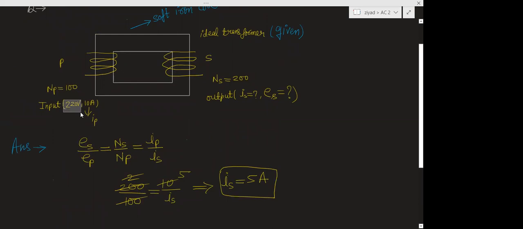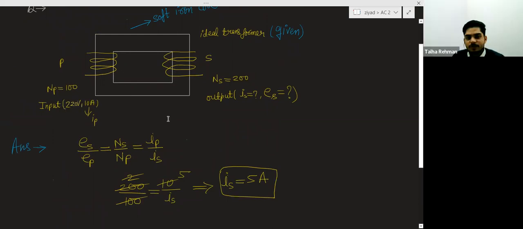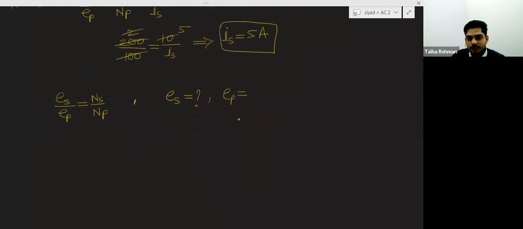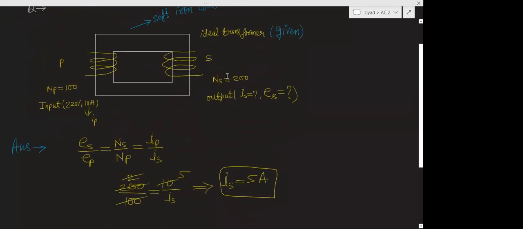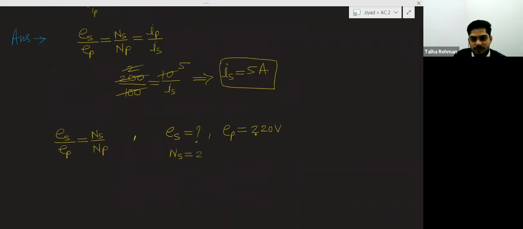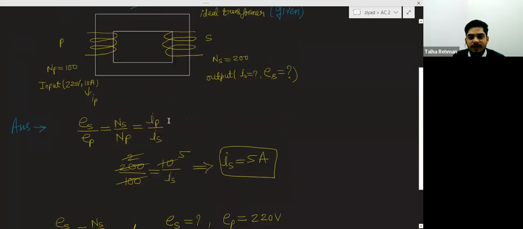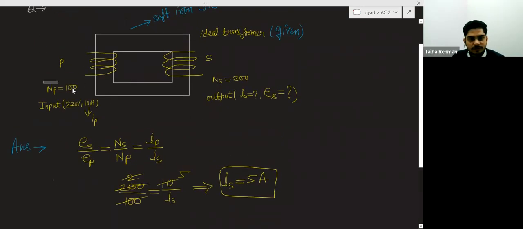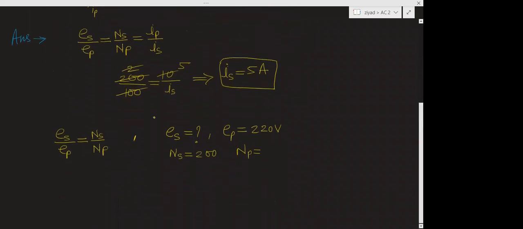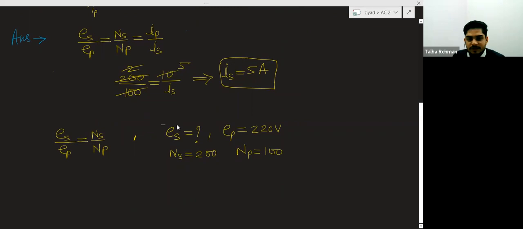This is 220 volt. This is the primary voltage. Now, what is the number of turns in the secondary coil? Secondary winding 200, so NS is equal to 200. Number of turns in the primary winding is equal to 100. You can see here, so this data we have, and we want to find the secondary voltage.